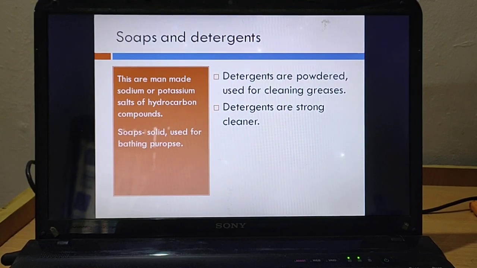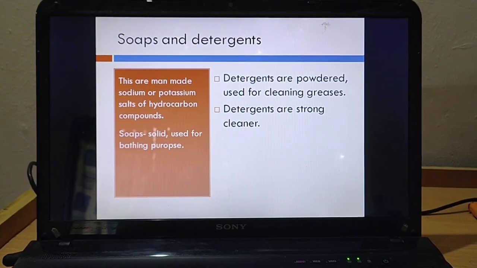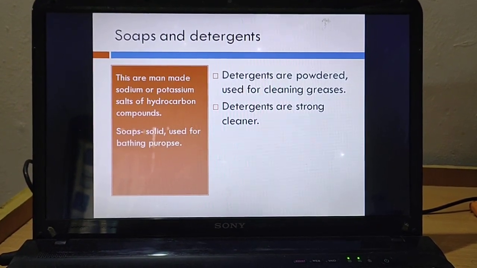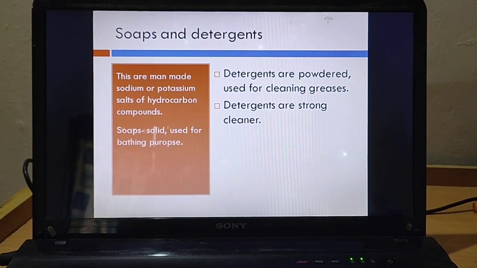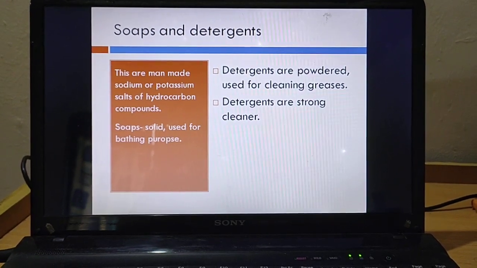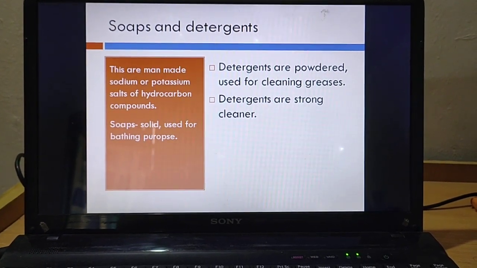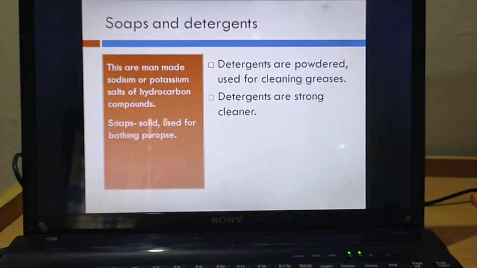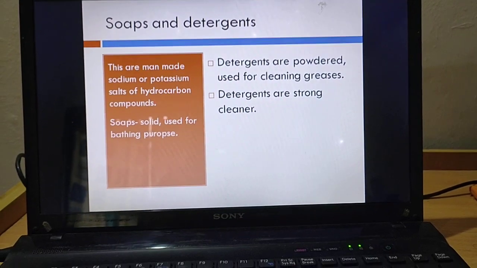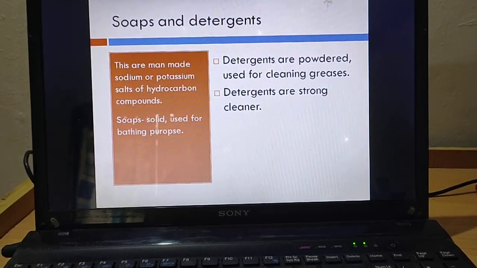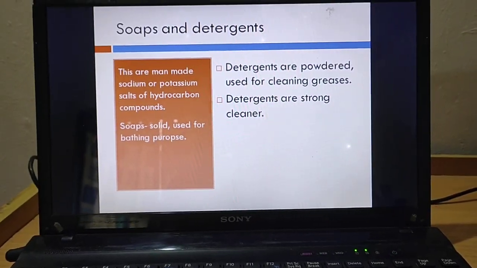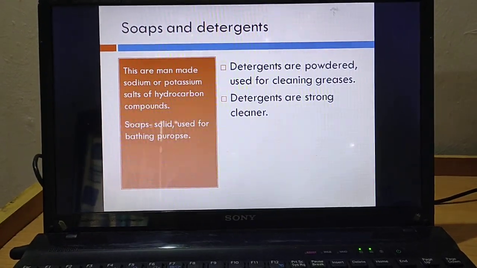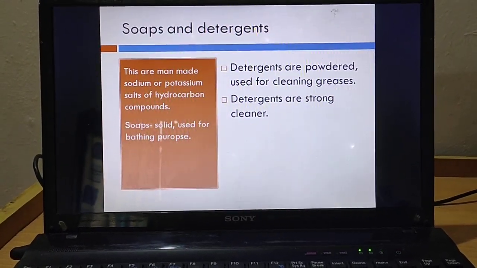After glass, the next part which we are going to study is about soaps and detergents. A very common thing which we use daily at our home. Now soaps and detergents both are man-made things, especially made up of sodium or potassium salts of some hydrocarbon compounds. If you talk about soaps, soaps are solids used for bathing purposes.